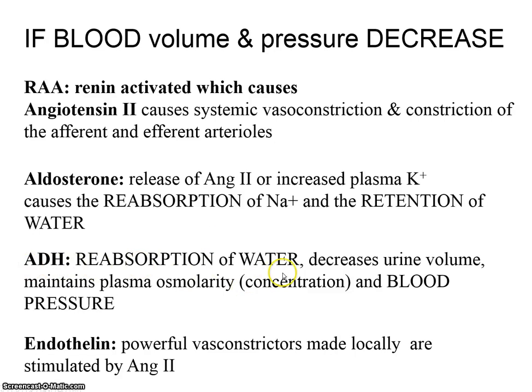ADH, specifically blood volume, because it influences those intercalated cells to reabsorb water, decreasing the urine volume, as I talked about already, maintaining the concentration of your blood, because your concentration was increasing, and then maintaining your blood pressure, because your blood pressure had dropped. Endothelin, as I said, is a powerful vasoconstrictor, but it's local. It's a local influence, and it also gets stimulated by angiotensin 2 to continue and specify the constriction.